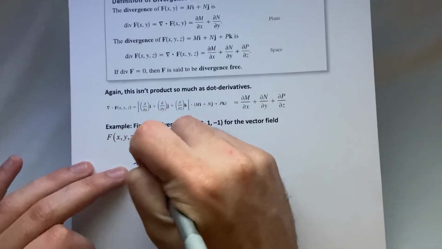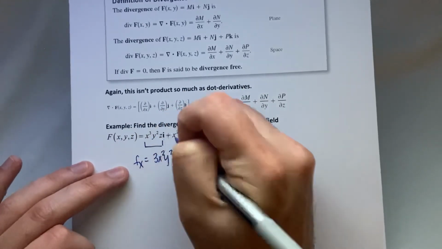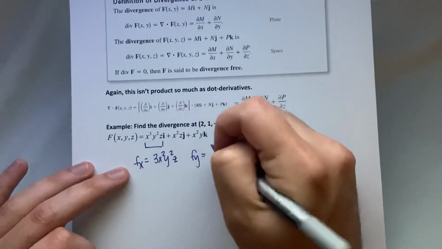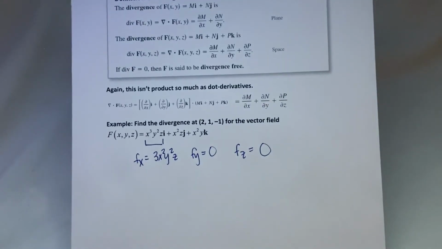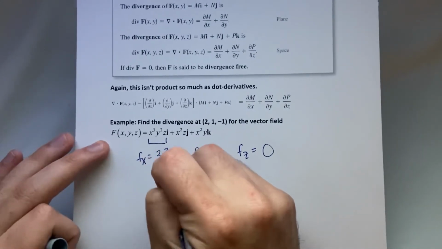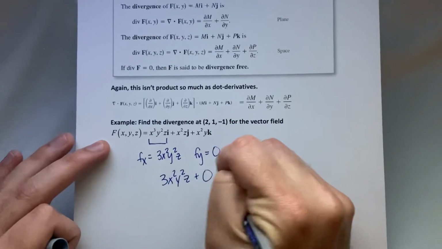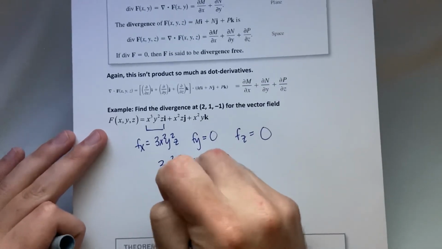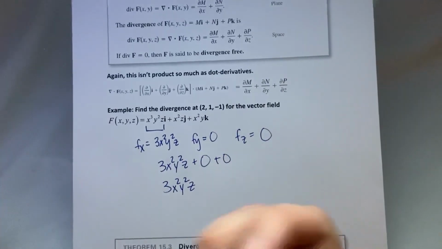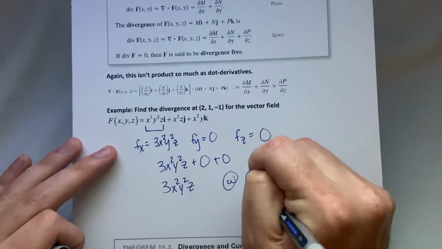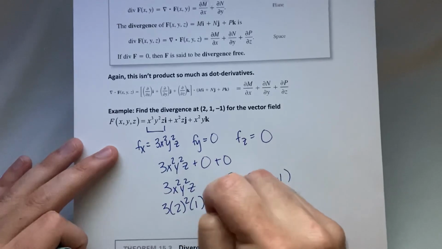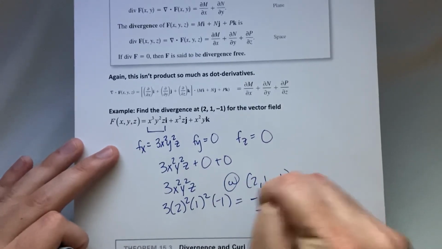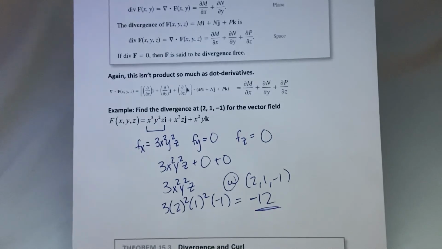So the partial with respect to x here is 3x squared y squared z. The partial with respect to y is 0, because there's no y, and the partial with respect to z is also 0. Now I add them all up, so it's 3x squared y squared z plus 0, which is really just 3x squared y squared z. And I want to evaluate it at (2, 1, -1). So that's 3 times 2 squared times 1 squared times negative 1, which is negative 12. So the divergence of the function at the point (2, 1, -1) is negative 12.